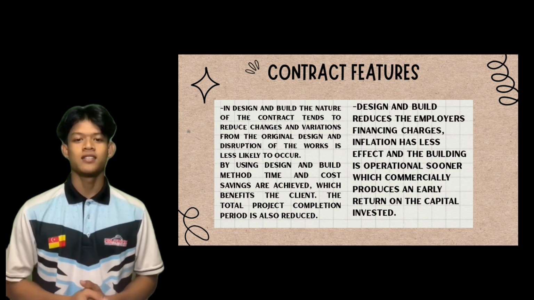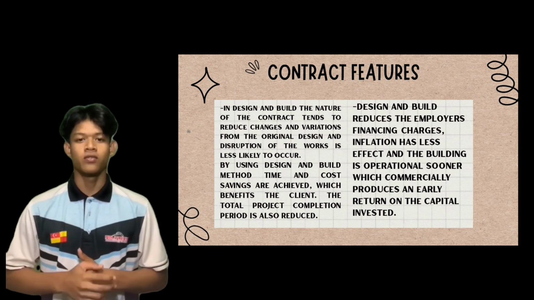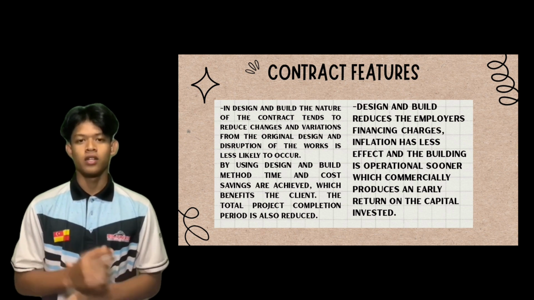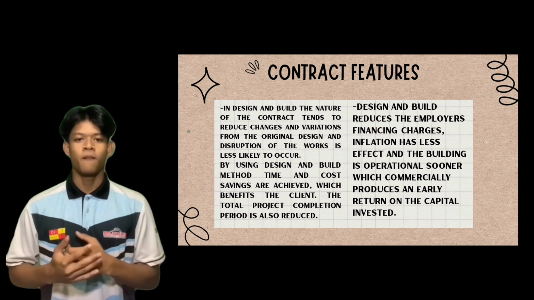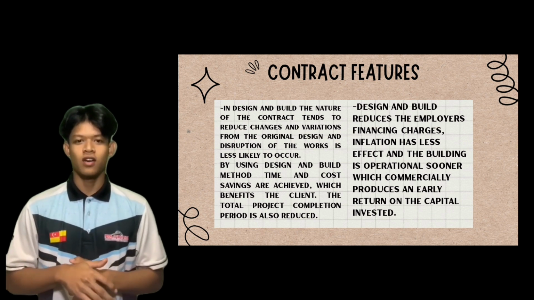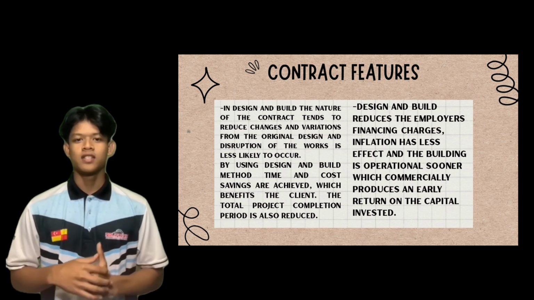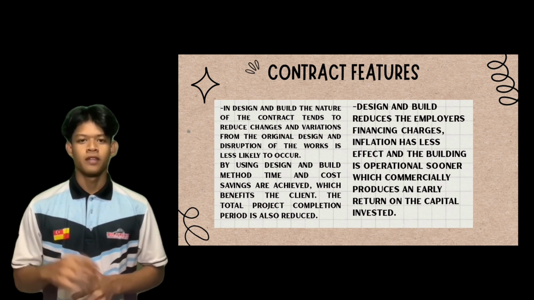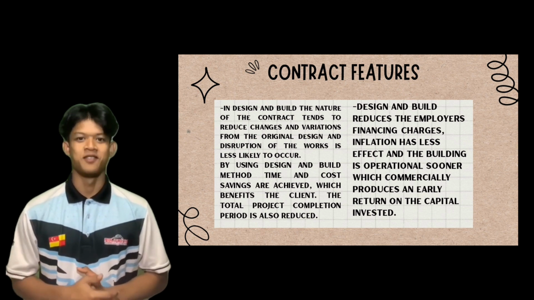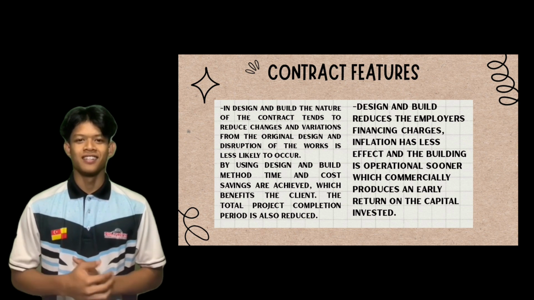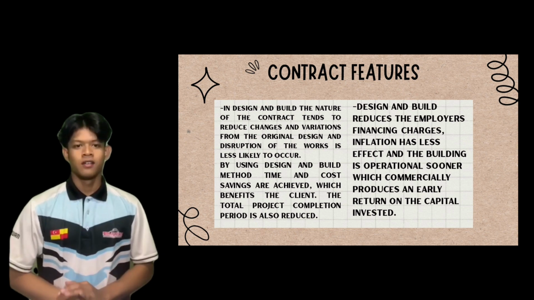Okay, for the first one is contract features. In design and build, the nature of contract tends to reduce change and variation from the original design, and disruption of the work is less likely to occur. By using design and build method, time and cost saving are achieved, which benefit the client. The total project completion period is also reduced.